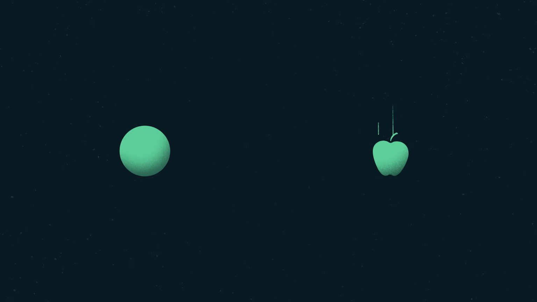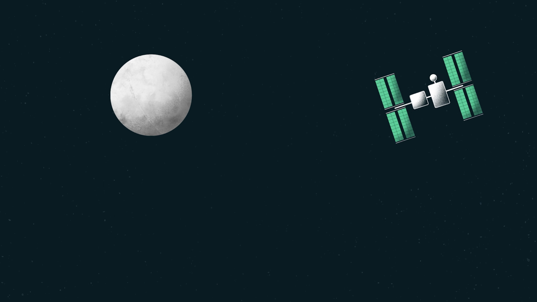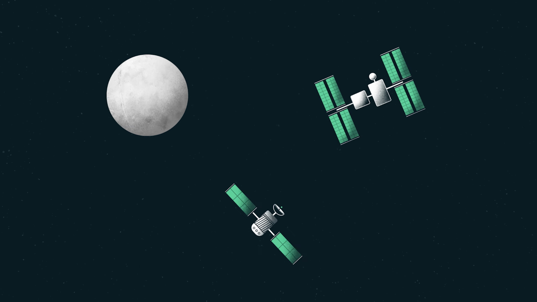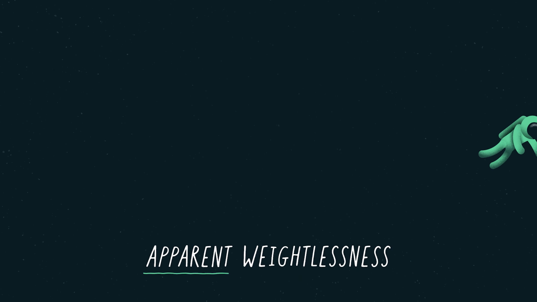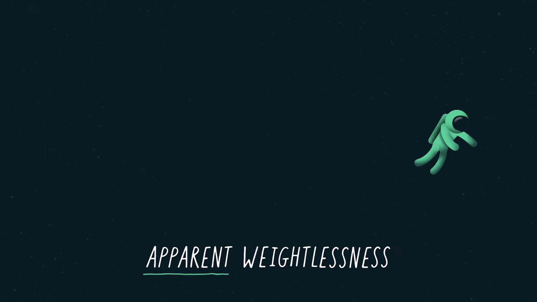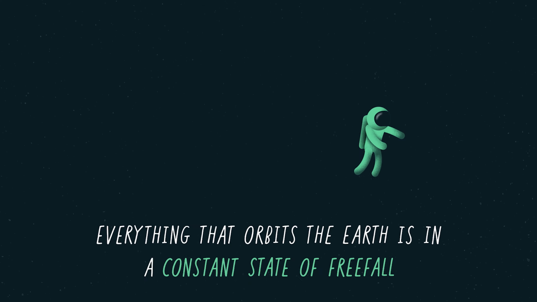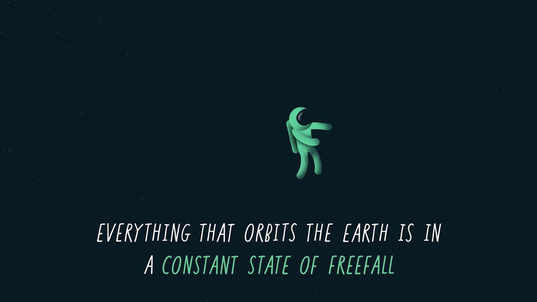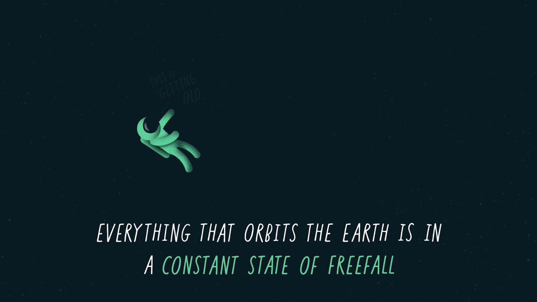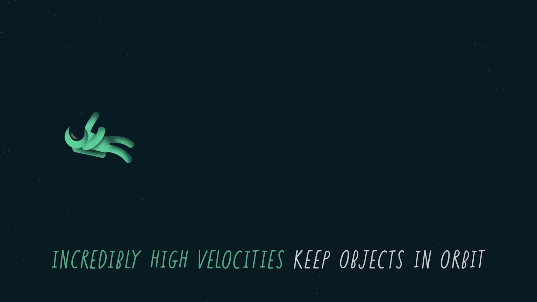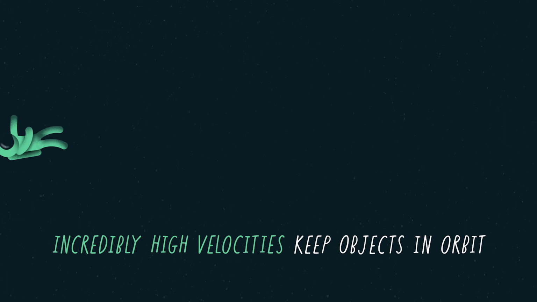So if gravity is the attractive force that pulls matter together, and it governs all of the falling objects here on Earth, why doesn't the Moon or International Space Station or any other satellite for that matter fall down and crash? There's a common misconception that there is no gravity in space due to the apparent weightlessness we observe in videos and movies of space travel. In reality, everything that orbits the Earth is constantly falling towards it. Astronauts experience weightlessness because of this constant state of freefall. They don't fall to Earth because, contrary to what we can see, they're moving incredibly fast.